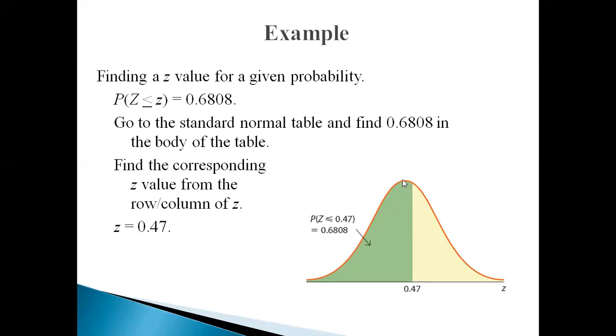And again, if we think about that, 0 is right here, 0.47 is just to the right of that, and so that area is already given as 0.6808, and it makes sense that it's greater than a half, and so I think we've done this right.